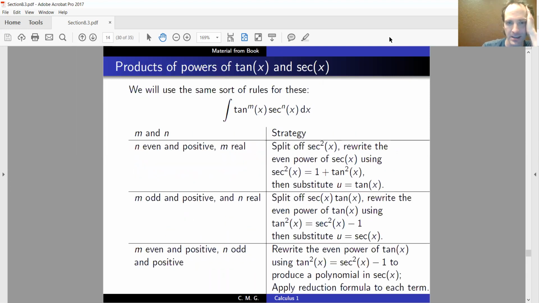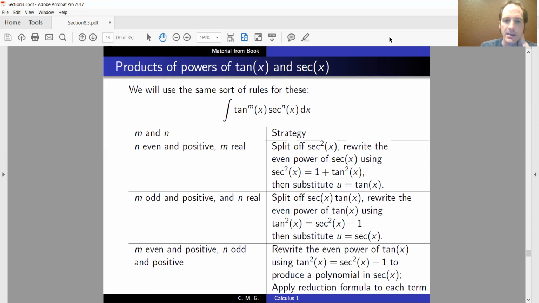So if I go back to these rules again, if I have an even positive power of cosecant, cosecant squared is going to peel off. I'm going to rewrite the rest in terms of cotangent squared, and then I'm going to substitute u equals cotangent x. The derivative of cotangent is negative cosecant squared, so I pick up a minus in that u substitution. And again, if m is odd and positive, I split off a cosecant cotangent, and then I have the even power of cotangents that's left as cosecant squared minus 1. I make my substitution u equals cosecant x, and the derivative is negative cosecant cotangent, so I pick up a minus in my u substitution.